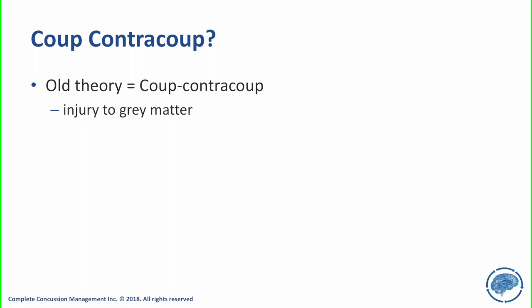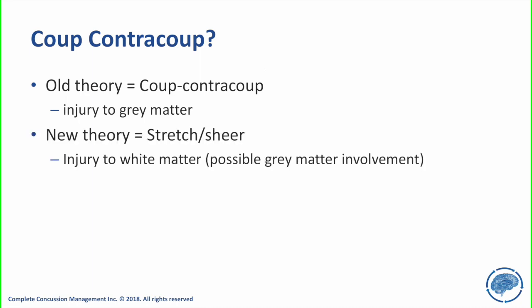But what that used to be was they thought that concussion happened when the brain hit the inside of the skull and bounced back and hit the other side of the skull, creating a kind of bruising of the outer gray matter of the brain. What we're starting to realize now is that concussion is more of a stretch or shear injury.